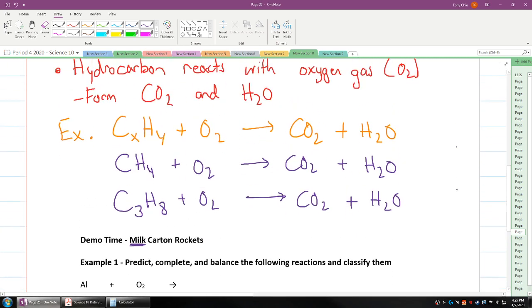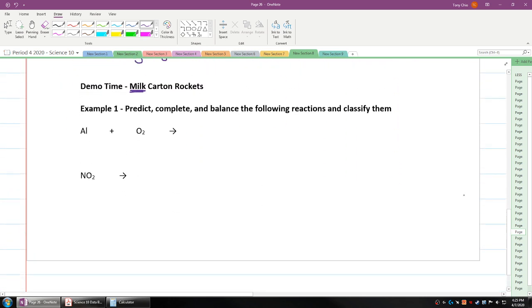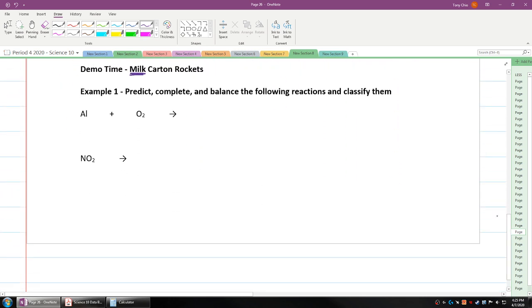So let's practice these types of reactions. So here I have a few examples that we're going to work on. There's about 5 examples. So what you're going to have to do is you're always going to have to predict what your products will be, complete your reaction, and balance that reaction. So the first reaction, aluminum is an element. Oxygen is an element. You have 2 elements reacting together. This must be a synthesis reaction.